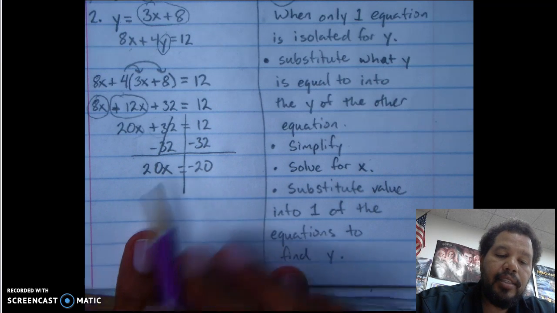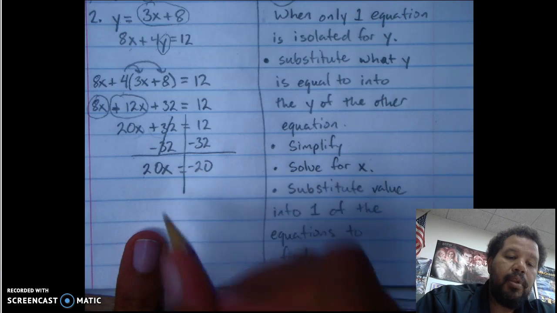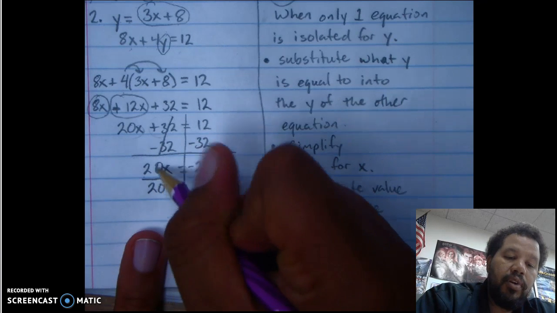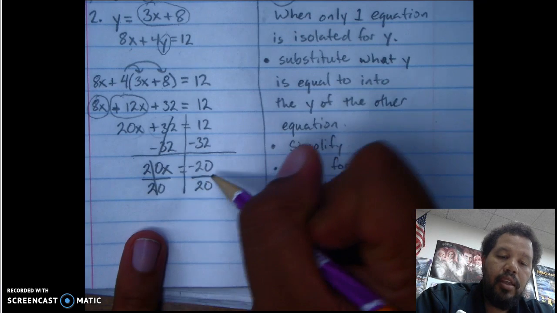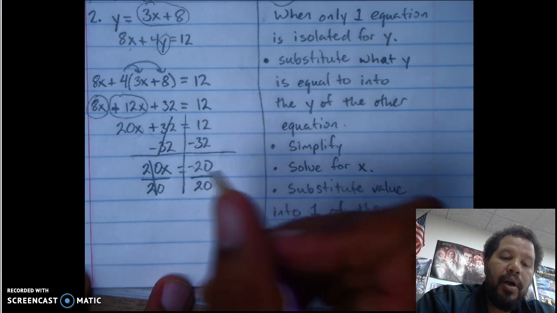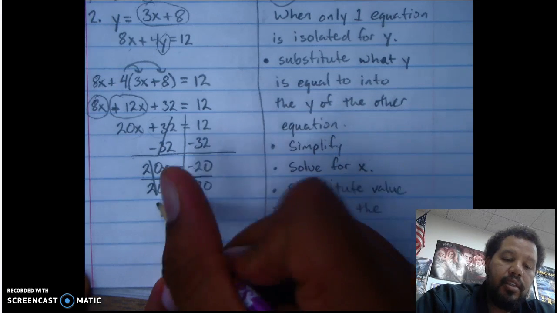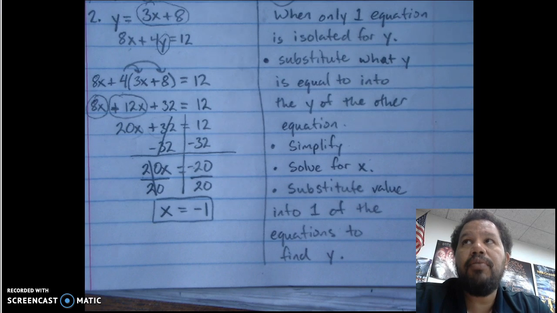X is still not isolated. It's being multiplied by 20. So to get x by itself, and it's being multiplied by 20, I need to divide by 20. So if I divide by 20 on the left, I have to divide by 20 on the right. So negative 20 divided by a positive 20 gives me a negative 1. So x is equal to negative 1. So now I have my x value.